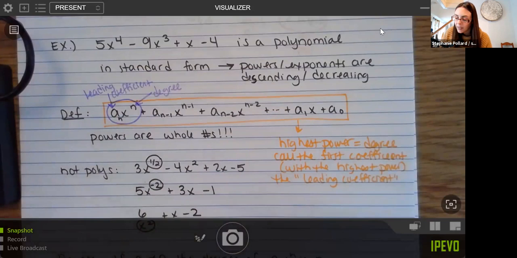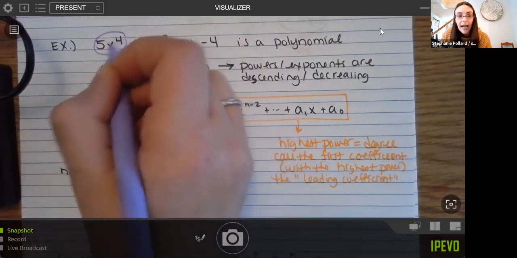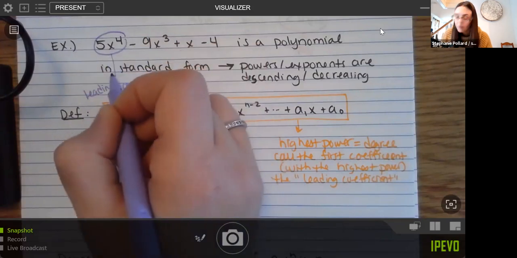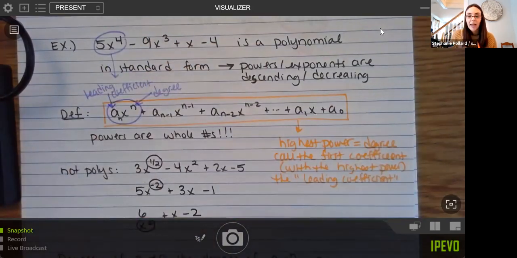So an example up here would match with 5 being our leading coefficient, and our degree here would be 4. Okay, so we're going back to that formal definition of polynomials when you have just one variable.